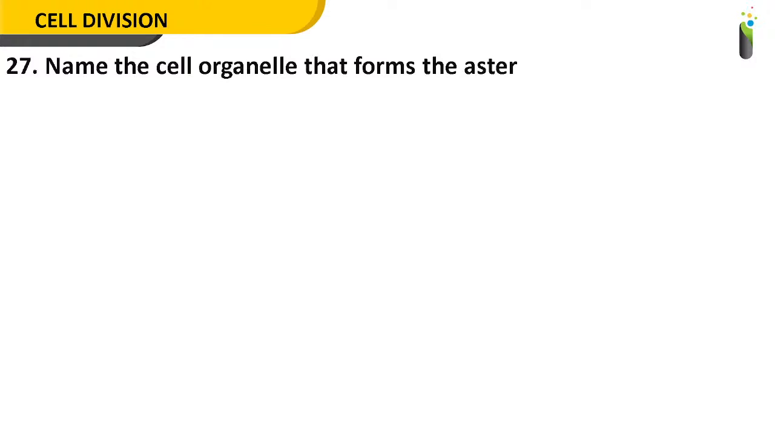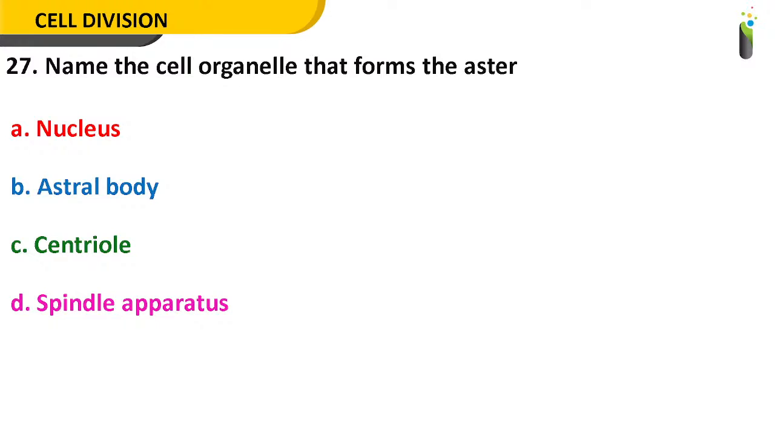Name the cell organelle that forms the aster. A. Nucleus, B. Astral body, C. Centriole, D. Spindle apparatus. Name the cell organelle that forms the aster. Well, the answer for this question is C. It is centriole, which produces the astral rays or aster.